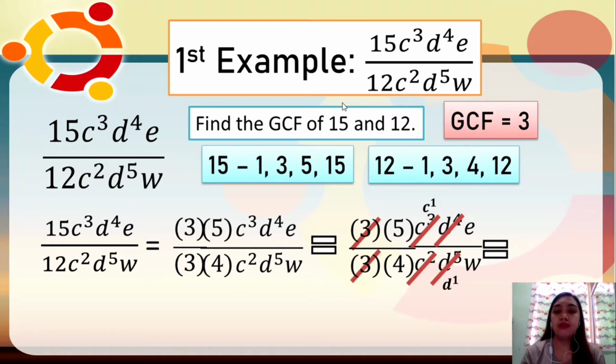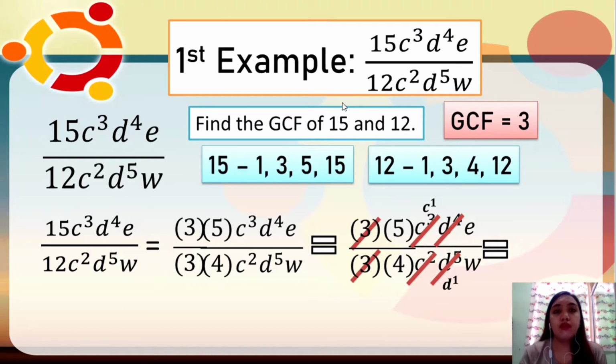Siyempre, si e at saka si w, they are not the same. So, remain lang po sila dyan. So, mag-i-stay lang po sila dyan kung saan po yung place nila. At di po natin sila gagalawin. So, the final answer, kung ano lang po yung natira, sa numerator, na ang natira lang po is 5, c to the first power, and e over, ang natira po sa denominator, meron pa po tayong 4, d to the first power, and w.